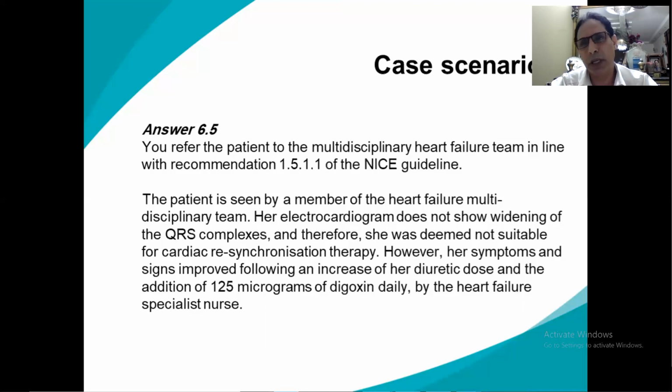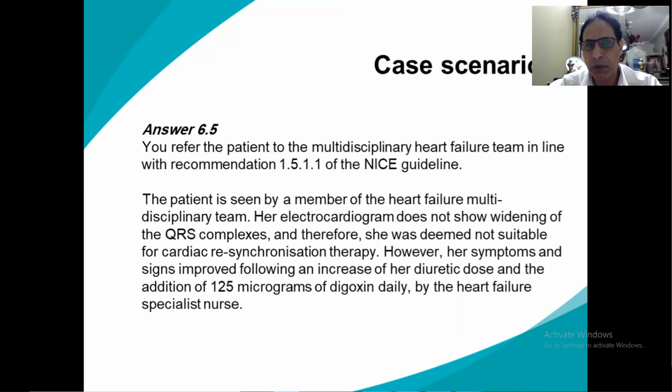At that time you can say whether a drug is beneficial or not. So this case is what we call refractory heart failure. In summary, heart failure should be diagnosed early and managed in an optimized way. At that time, in such cases, you refer the patient to the multidisciplinary heart failure team.